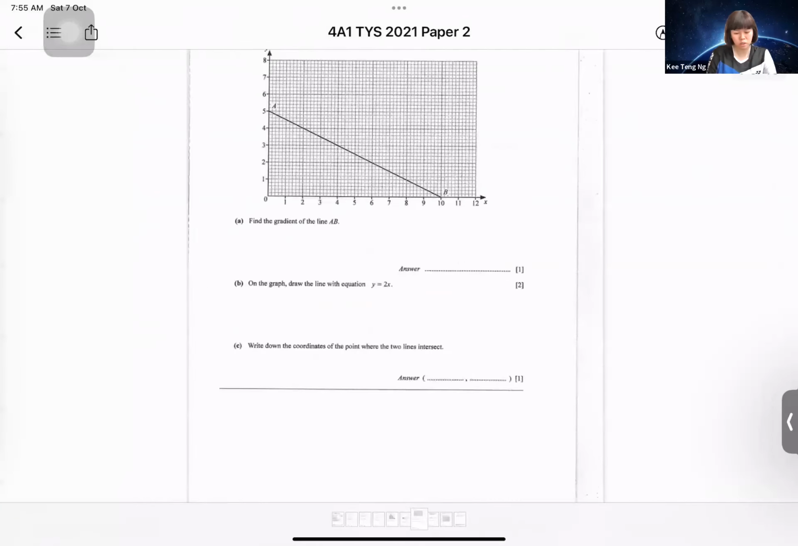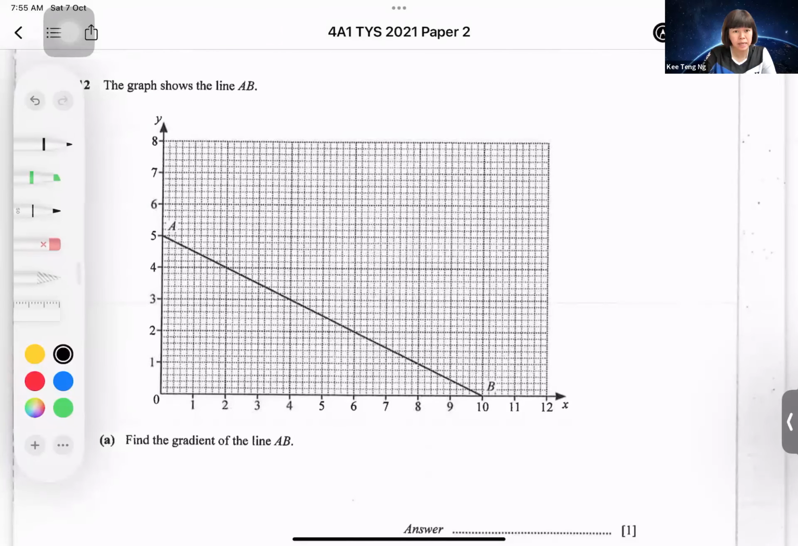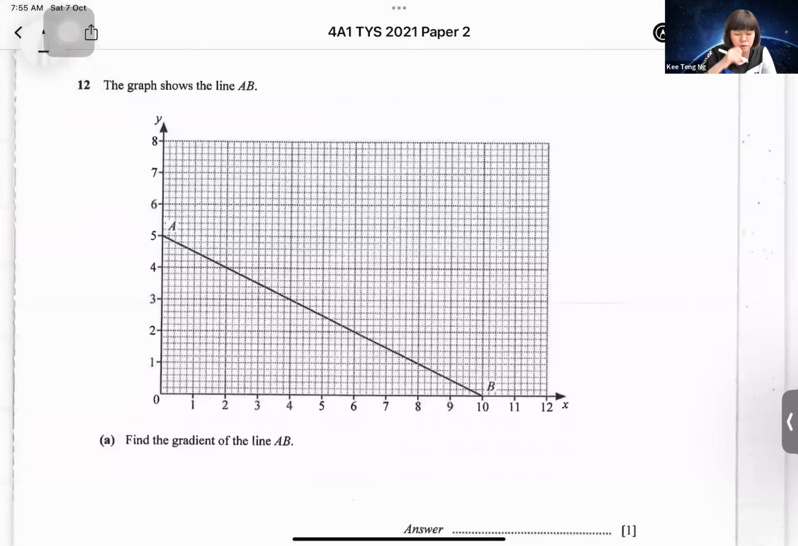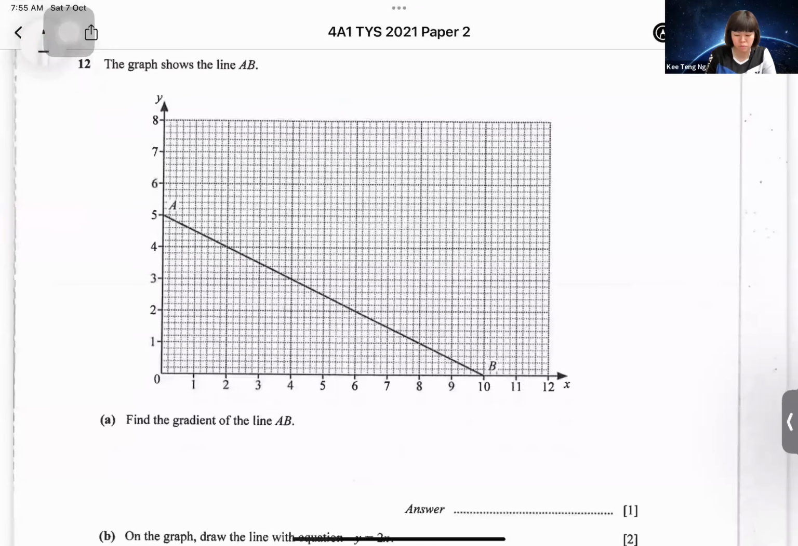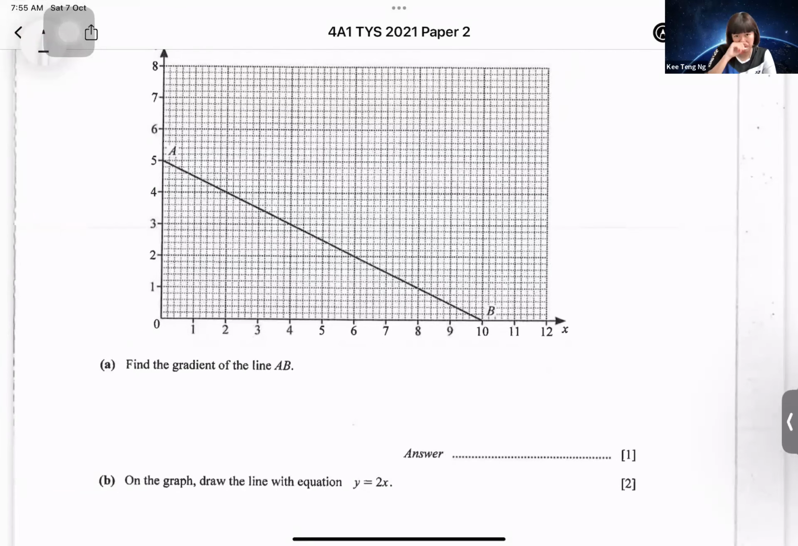Next question. Okay, the graph shows this line AB. Find the gradient of the line. To find the gradient of a line, there are a few different methods. There are a few different formulas that you should have remembered, but probably you might not have remembered them already. Never mind, let me go through some of the concepts.